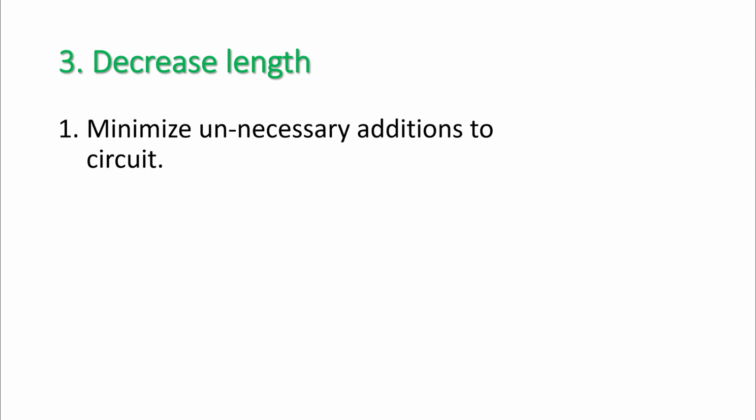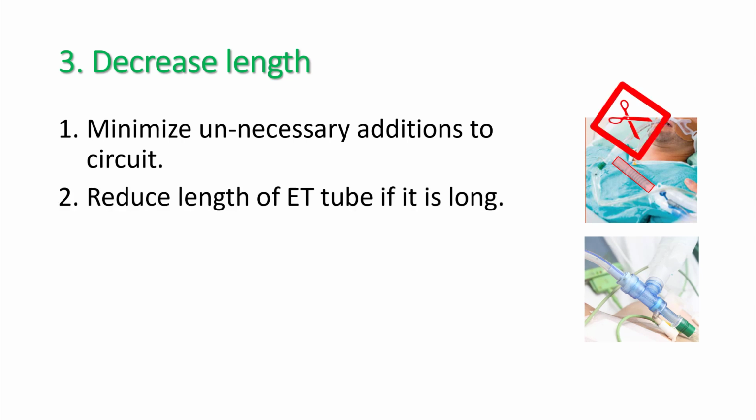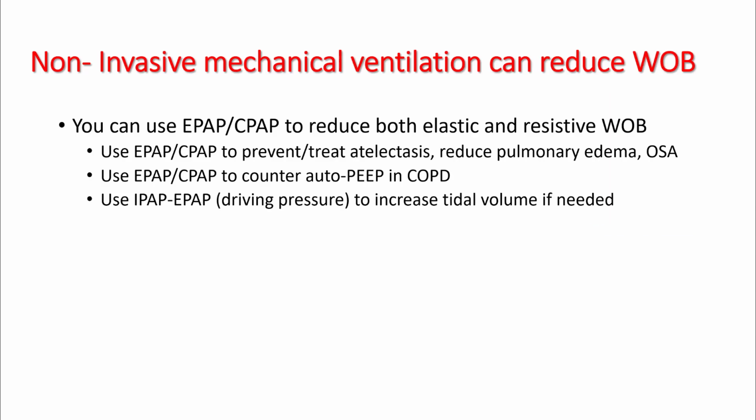You can decrease the length of the respiratory circuit by minimizing unnecessary additions to the circuit. So for example, here we see a corrugated tube between the endotracheal tube and the ventilator, and if it is not needed, you can connect the ventilator directly to the endotracheal tube. You can also shorten the endotracheal tube if it is too long.